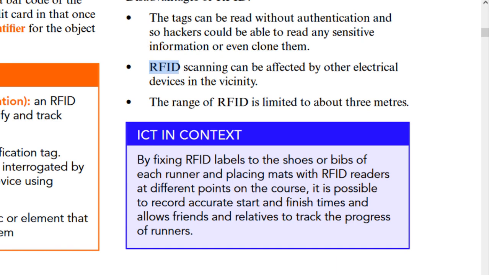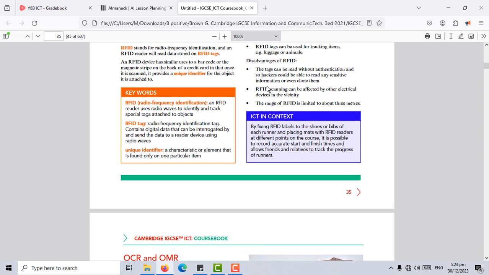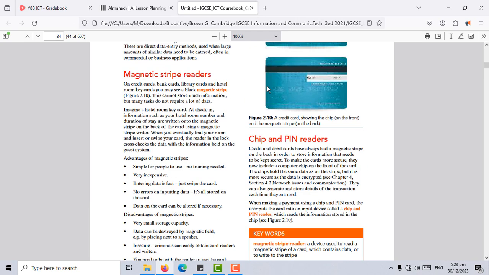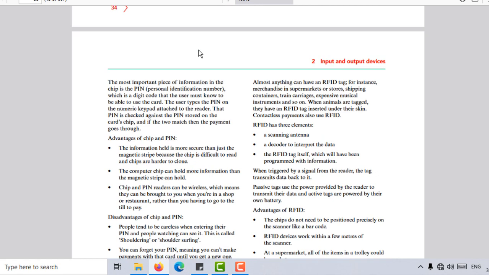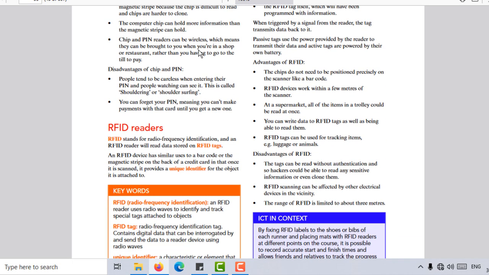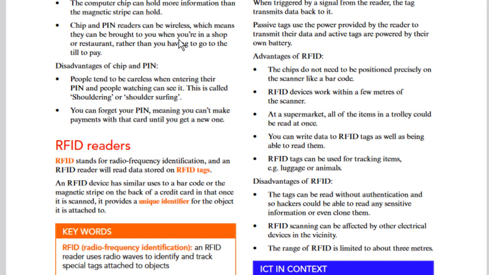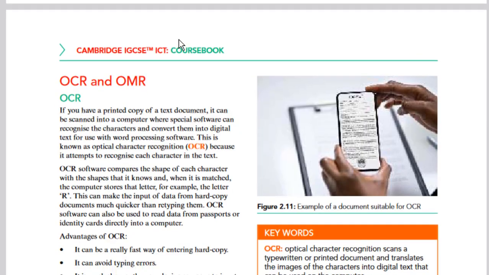Okay, so we've discussed the three types of cards. The first one was the magnetic stripe reader, which is the simplest one, where you have to swipe the card. Then we have chip and PIN readers, which is also a card, but this one has a sort of chip in it. Alright, the third one is RFID, which stands for radio frequency identification, which is the coolest one, but at the same time it's very dangerous.